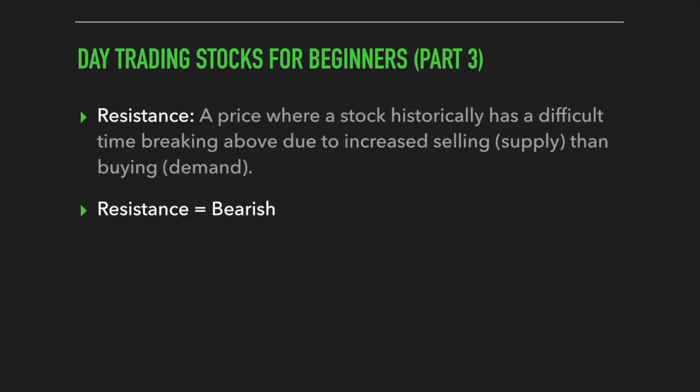Now, on the other side of the spectrum from support, we have what is known as resistance. And pretty much resistance is going to be the exact opposite of support. A resistance level is a price where a stock historically has a difficult time breaking above due to increased selling or supply than demand or buying. So a resistance level is then going to be considered bearish as opposed to bullish like support. And we can use these resistance levels as an opportunity to sell if we're currently in a long position, or we can actually look to short sell, which allows us to profit from the stock coming back down.